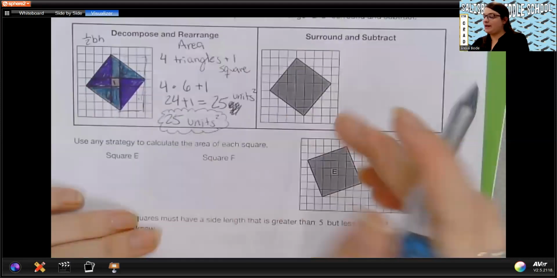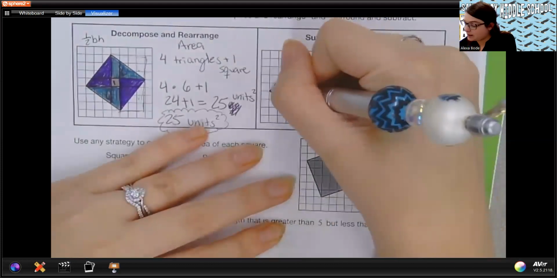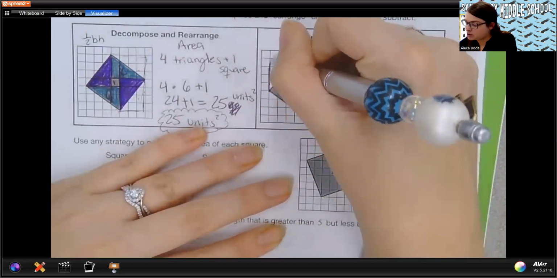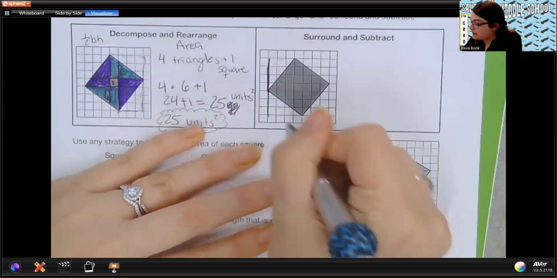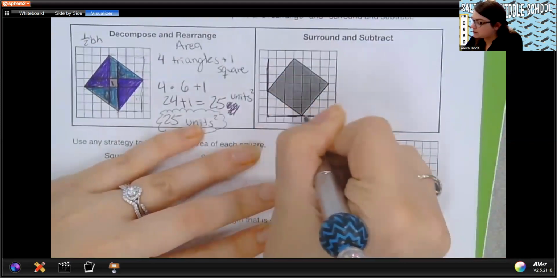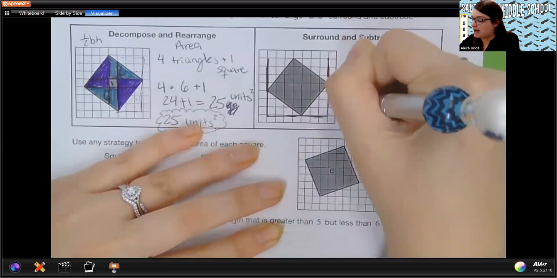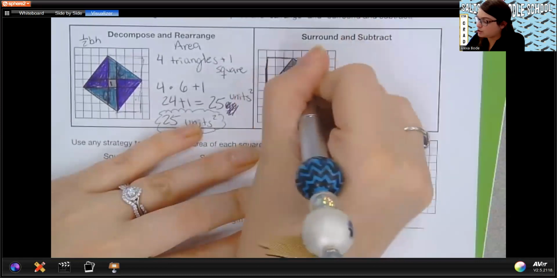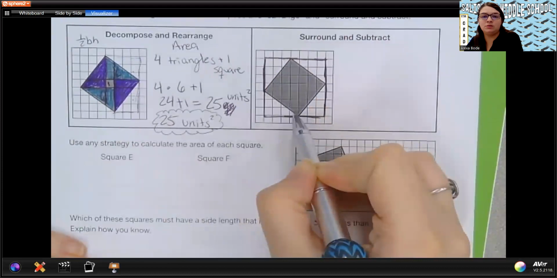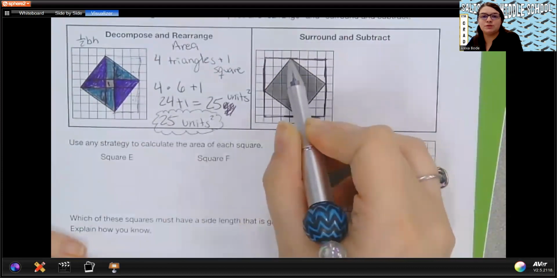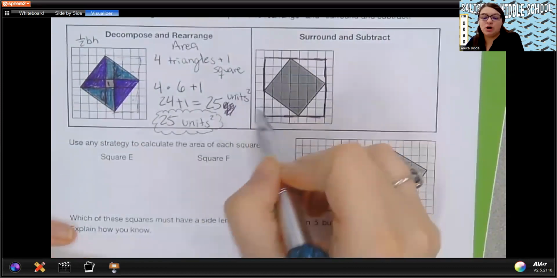Another way to do it is surround and subtract. The surrounding comes from making another square, a larger square that surrounds this one, and it needs to touch the corners of the inside square. So each side of this square needs to touch the corners of this square. So all of my corners touch the outside one. Now this outside one I made is on the grid lines.